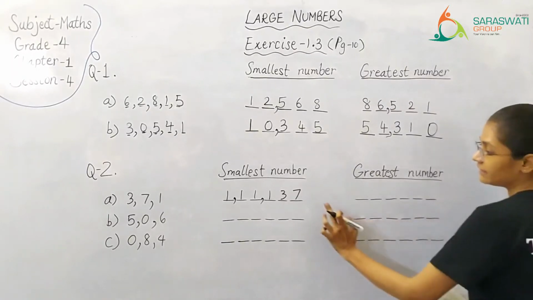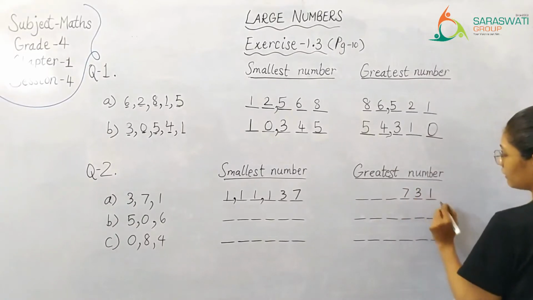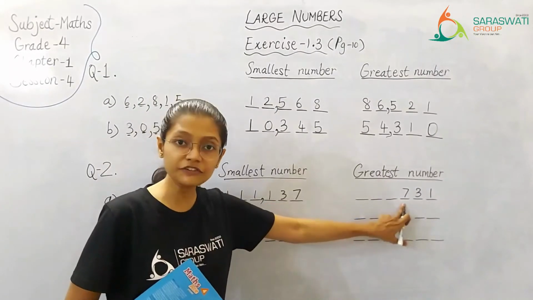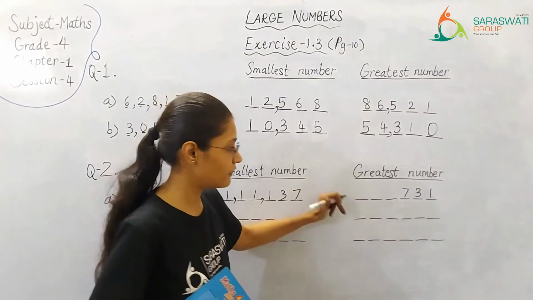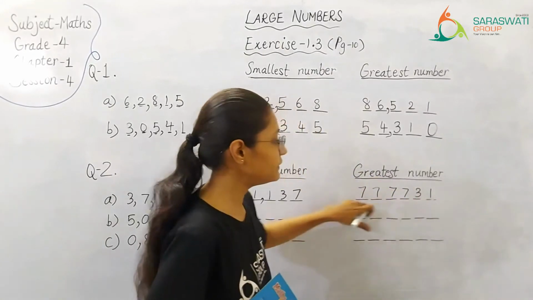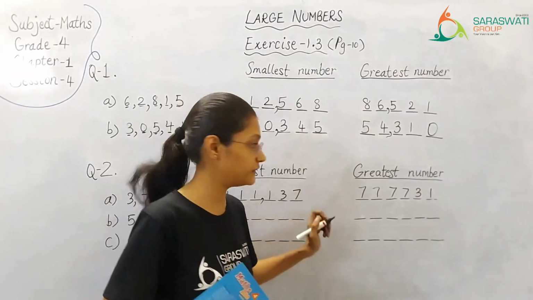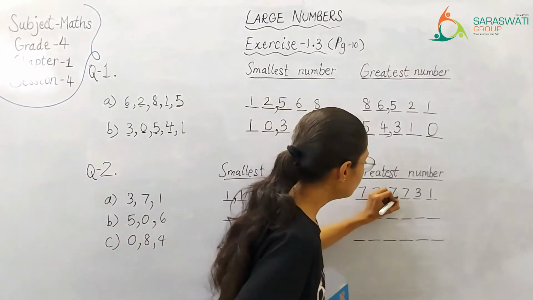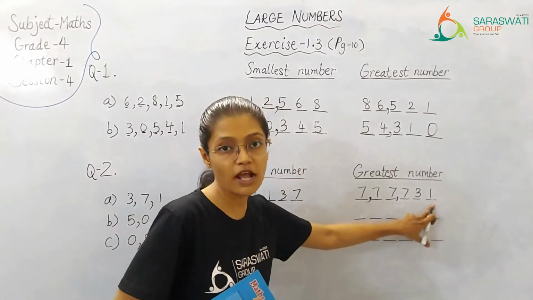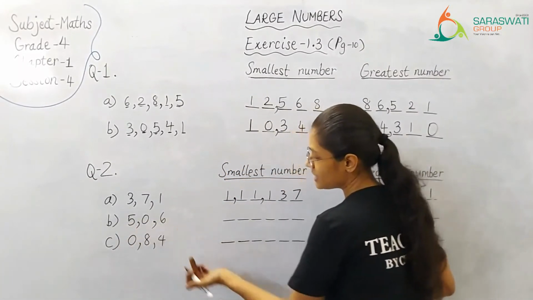Now, the greatest 6-digit number that is formed will be, so here we will write the 3 digits in descending order. That is 731. And now we will repeat this digit which is having the greatest value towards the extreme left. So repeating the digit 7, we have this number which is the greatest 6-digit number that is formed using the 3 given digits. So we have the number 7,77,731.